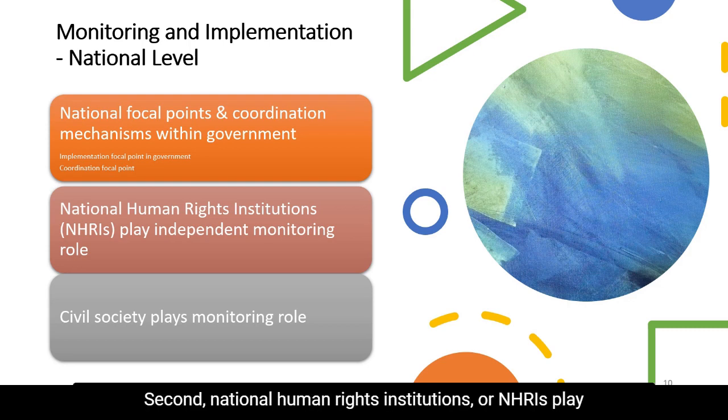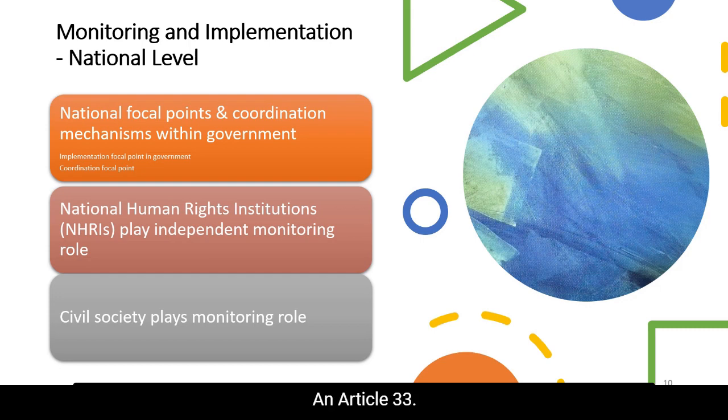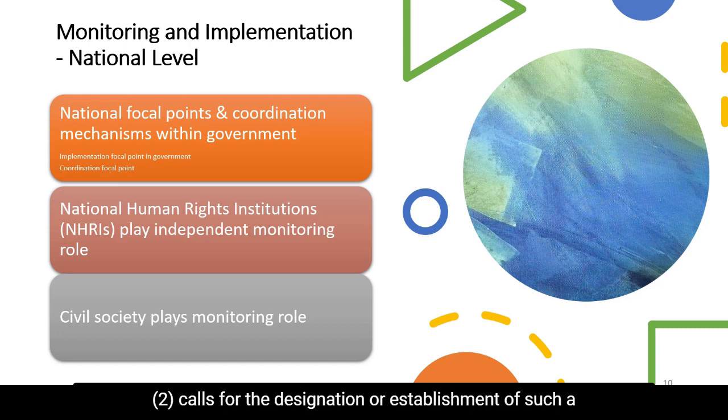Second, national human rights institutions, or NHRIs, play their own independent monitoring role under the CRPD, and Article 33.2 calls for the designation or establishment of such a body to play that very important independent monitoring role, independent of government. And then finally, civil society is also conferred its own monitoring role under Article 33.3, as we've talked about.